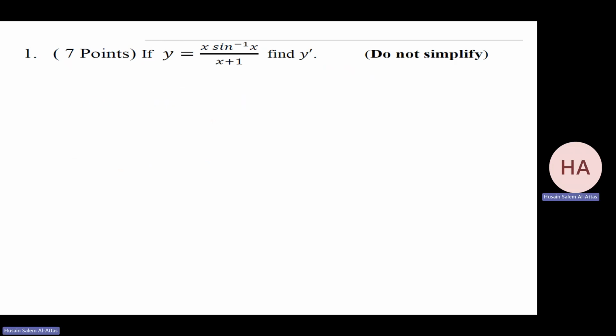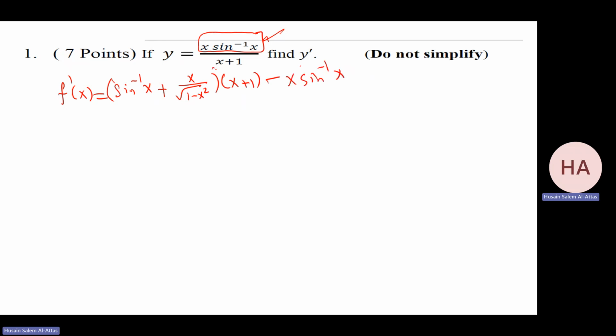If y equal this, find y prime. You have product and quotient. You have a lot of things. Not that difficult, you can do it. f prime: derivative of the numerator, for which I need the product rule. So it will be sine inverse plus x over square root 1 minus x squared, all of this multiplied by x plus 1, minus x sine inverse of x, which is derivative of the denominator, 1, times the numerator, over x plus 1 square.